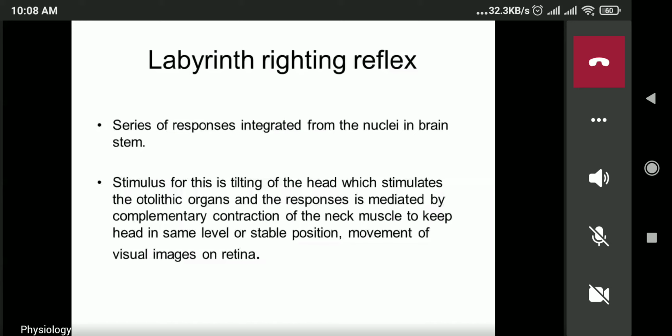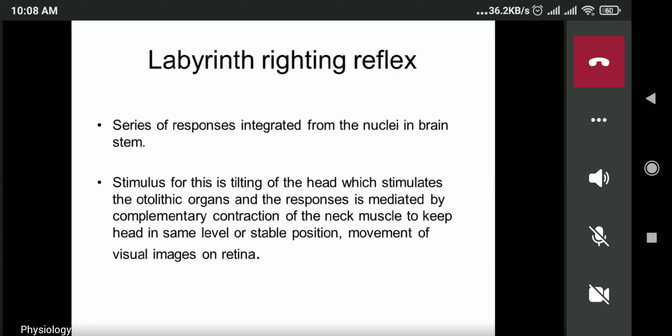From there the visual field will change and there will be some movement of the eye, and that will go to the vestibular apparatus. The labyrinth, that means the vestibular apparatus, also will be stimulated and the integrated reflex will occur, and you will try to keep your body in the right position so that you do not fall. That is called the labyrinthine righting reflex, when the reflex originates from the labyrinth.